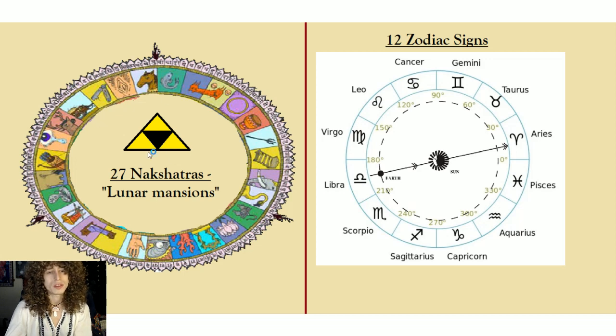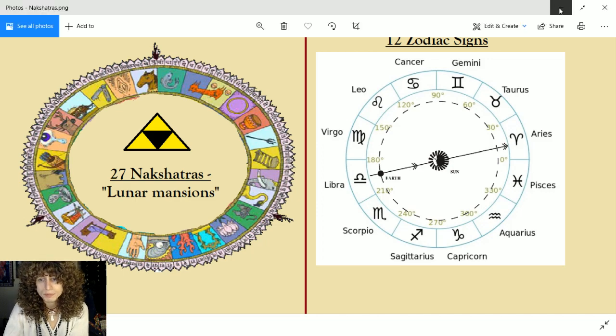We can see that the 27 sign astrology works on the numerology of the power of 3. 3 times 3 times 3, right? 3 times 3 is 9. 9 times 3 is 27. Whereas the zodiac is more of a 3 times 4 situation.